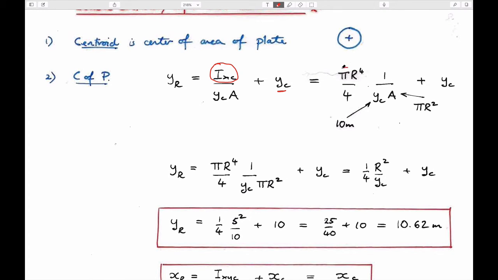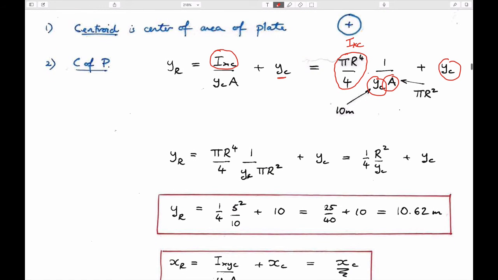So this is the first moment of area around the centroid, as it's called. The depth of the centroid, we know. The area of the disk, we know. And if you throw numbers into here, we end up with y_R being 10 meters deep, which is the depth of the centroid, plus this number from this fraction, which ends up being 25 over 40, which is 0.62 meters.